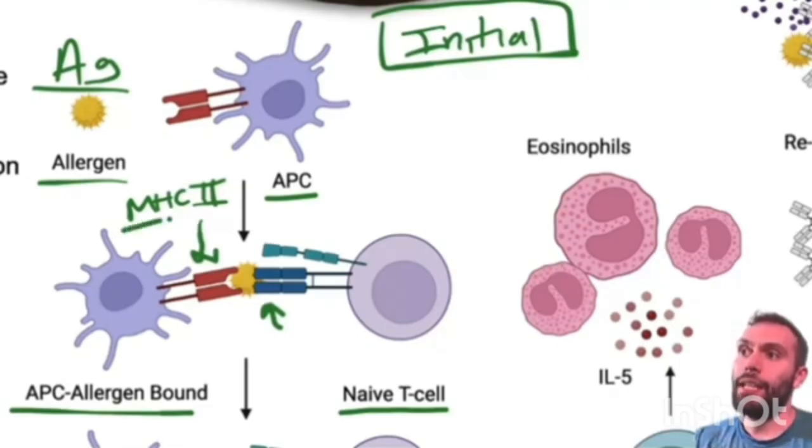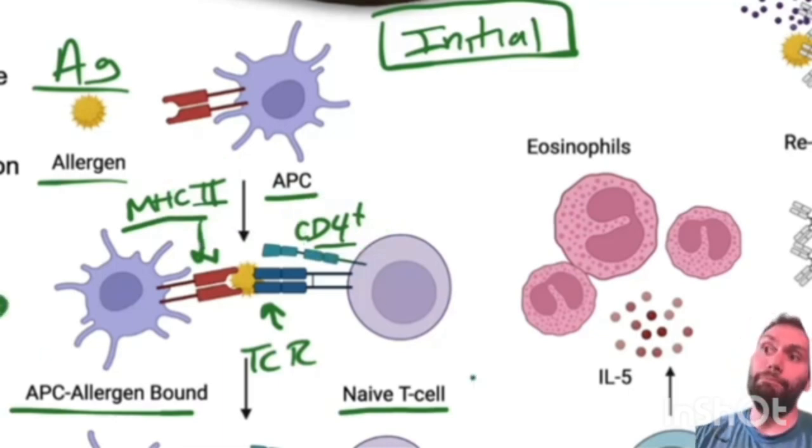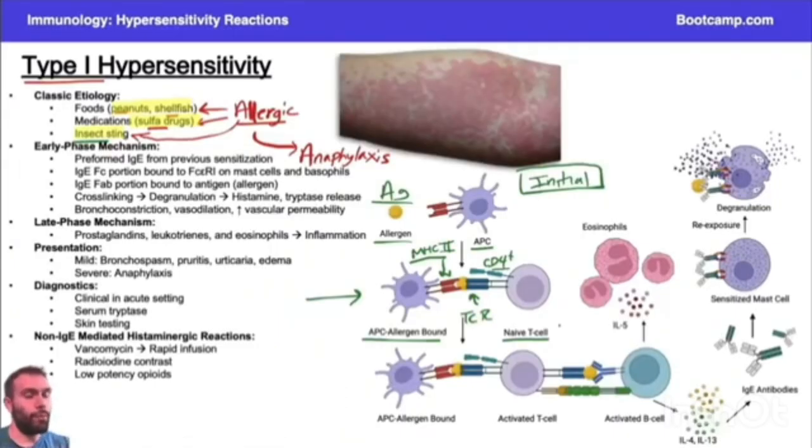And if it's presenting it on MHC2, then this naive T cell that recognizes it must recognize it on a T cell receptor that has a CD4 positive co-receptor. How did I know it was CD4 positive? Remember your rule of eights. 2 times 4 is 8, right? MHC2 times 4, that's 8. This is a CD4 positive T cell, and this is where I want you to just stop for a second, because this is where test writers can trick you very easily, right?